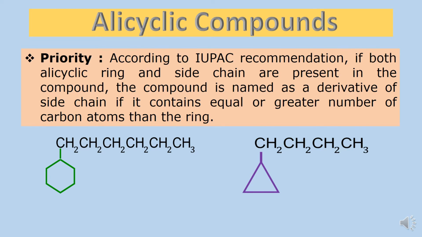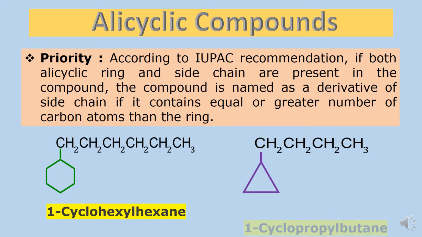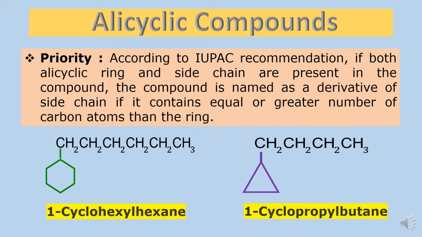Next, if the side chain contains equal or greater than the number of carbon atoms that are present in the ring, meaning if the chain has carbons equal to or more than the ring, then accordingly the parent name will be given to the side chain. This is according to the previous rule of IUPAC. Recently IUPAC has changed recommendations. The name will be 1-cyclohexyl hexane, and the next one is 1-cyclopropyl butane.